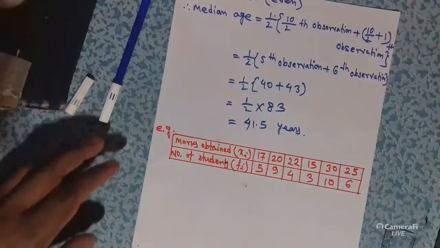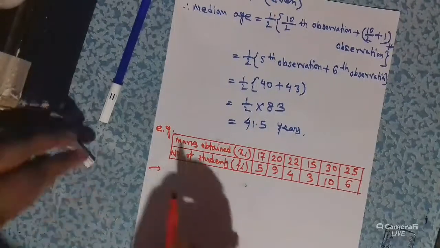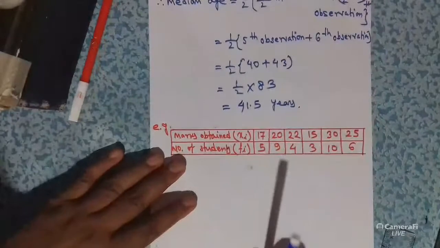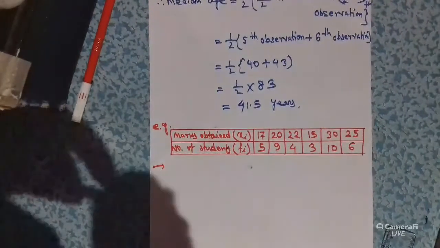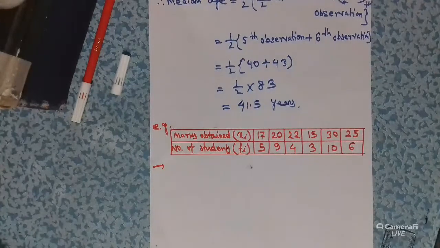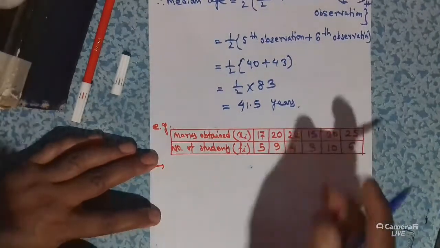Now you have to find the median. So how to find the median if you have such kind of problem? How will you find the median? At first you must arrange this table in ascending order.